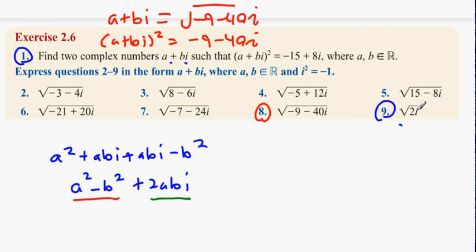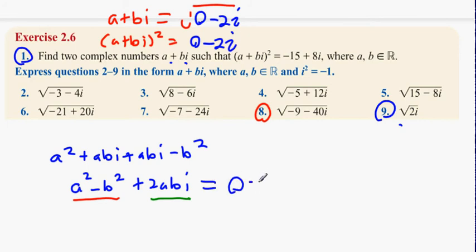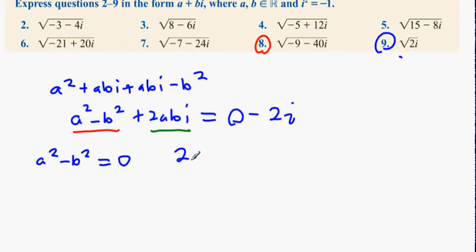looking at root 2i. Okay, so we're going to set up like last time. So we're going to put 0 plus 2i here. The exact same scaffold as last time. And then we're going to get a squared minus b squared equals 0. And the other one is going to be 2ab equals 2i. So we're going to have a squared minus b squared equals 0, and then we're also going to have that 2ab equals 2.